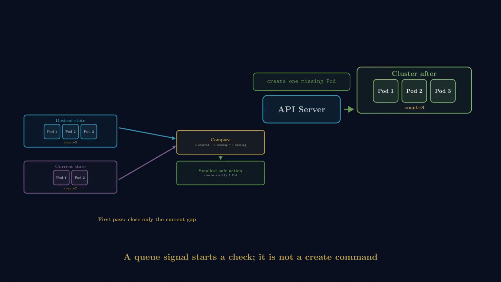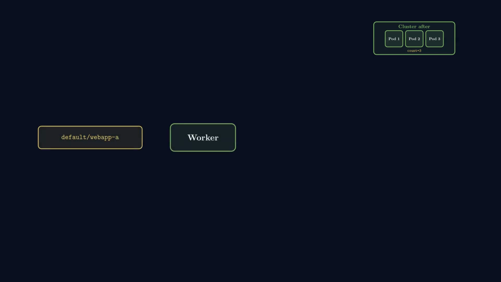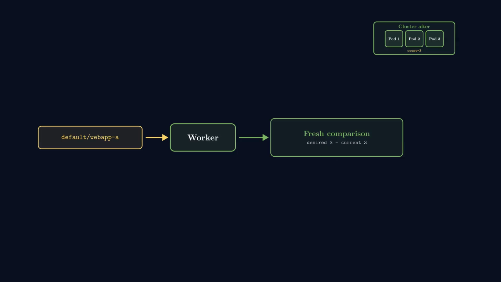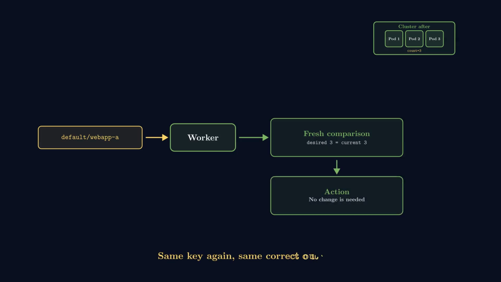A moment later, the same web app A key arrives again. This time the worker reads the desired count of 3 and the current count of 3. There is no gap. The correct action is to do nothing. That no-op is what makes the second pass safe.